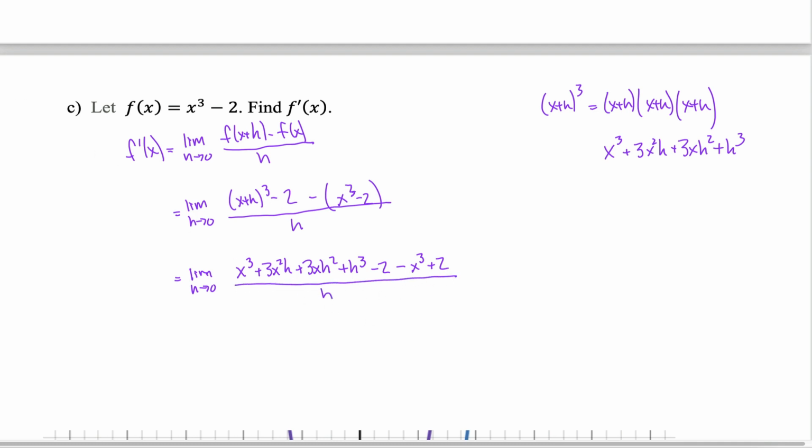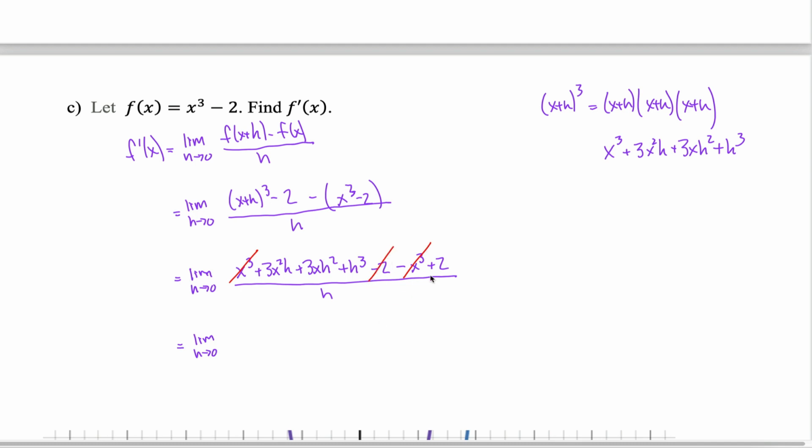This looks like a mess, right? It's a huge disaster. But don't worry, things are going to clean up really nicely. How do I know they're going to clean up really nicely? Because this h has to cancel out. And in order for this h to cancel out, all of the terms up in the numerator have to have an h in them, meaning any of the terms currently up in the numerator that don't have an h in them better cancel out. Let's see if that happens. There's an x cubed right here, but there's a negative x cubed right here.